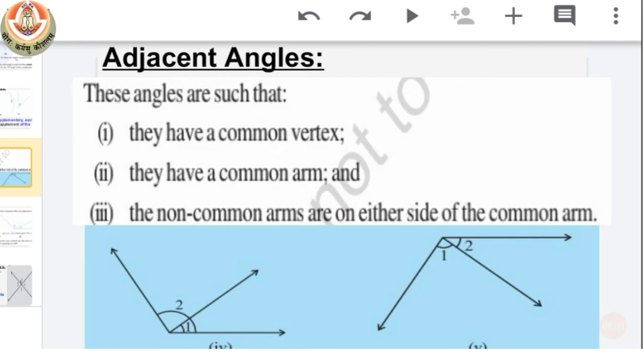So the given figures are examples of adjacent angles. These 3 points are very important to prove whether two angles are adjacent or not. It means all the 3 points should be followed, only then they are known as adjacent angles, not one, not two, all the 3 points. Okay.